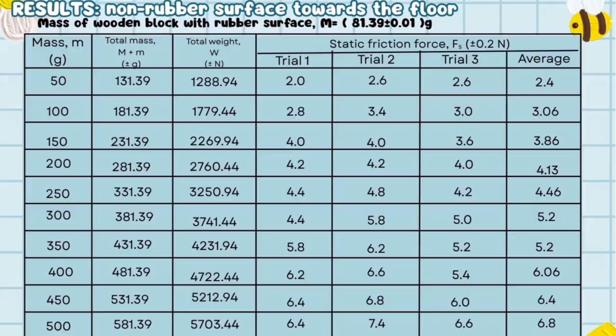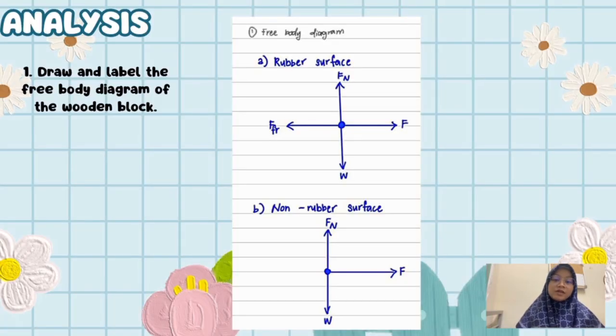First, the free body diagram of the wooden block for the rubber surface. On the right side, we have the applied force. On the left side, we have the frictional force. On the upper side, we have the normal force, and below it, we have the weight force.